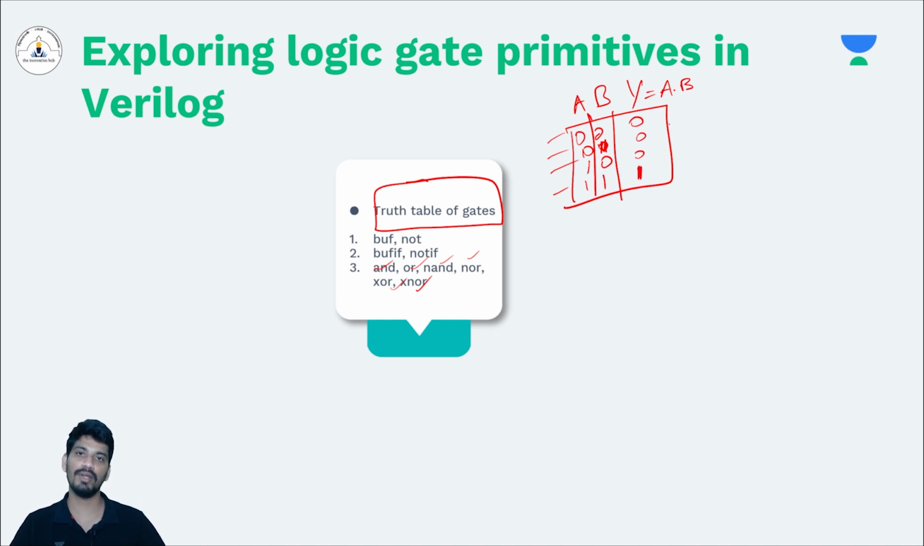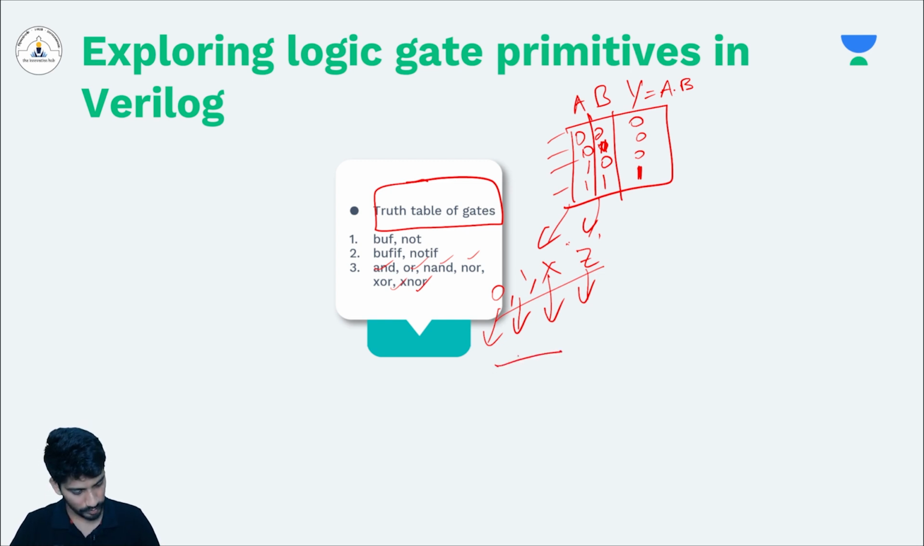But in the case of Verilog, we have two extra signals like X and Z, right? Remember there are four different values available in Verilog: 0, 1, X, and Z. 0 is logic low, 1 is logic high, X is indeterminate, and Z is the high impedance state on the signal. So, how does the truth table look in Verilog?